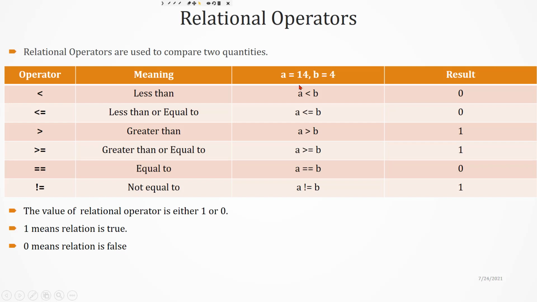I will try to explain with the help of an example. Here A is 14, B is 4. What is A less than B? Whether it is true or false? False. That means the result value will be 0. 0 denotes false, 1 denotes true.